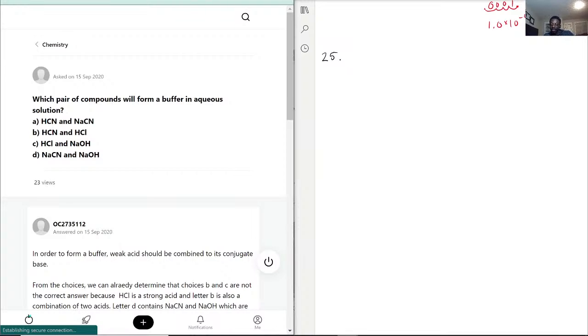Ooh, buffer. I'm glad we touched on this earlier. I hope you remember what I said. But let's see. This question says, which pair of compounds will form a buffer in aqueous solution?